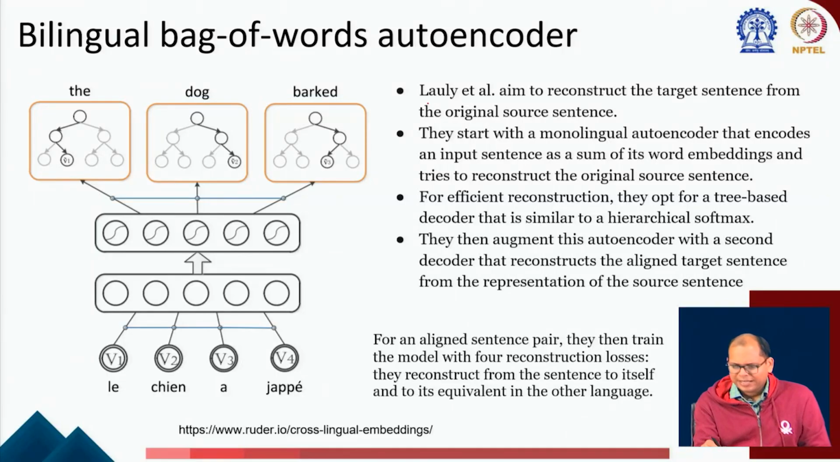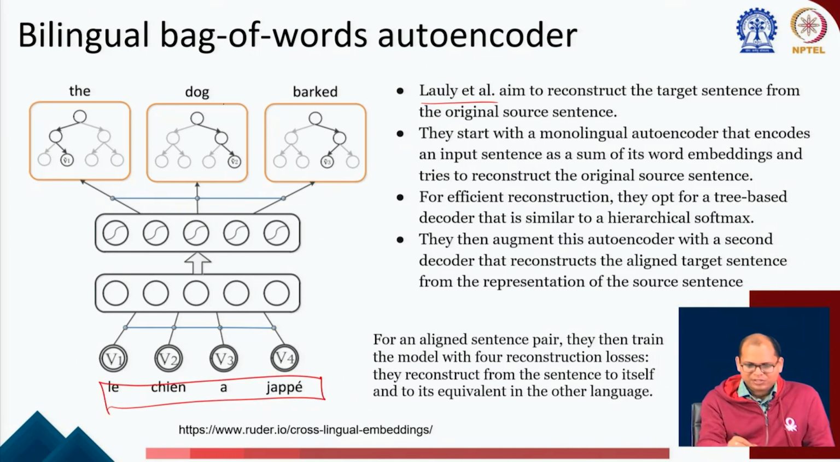Another method from Lawley et al. What they did, they tried to reconstruct the target sentence from the original source sentence. So, let us say I have the same sentence in 2 different languages. They started with a monolingual autoencoder. When we were learning word embeddings, it was like an autoencoder where you have one word, but you were predicting the surrounding word.